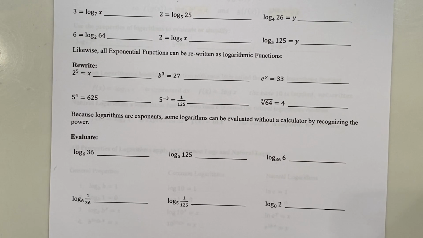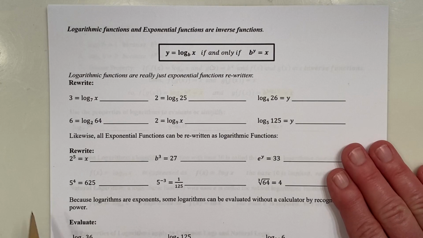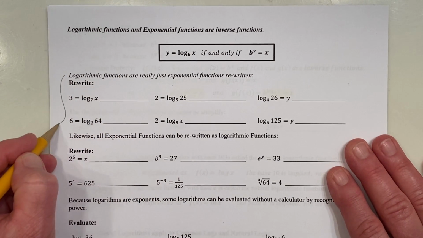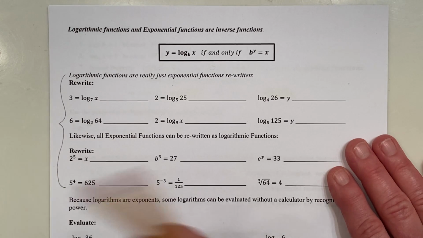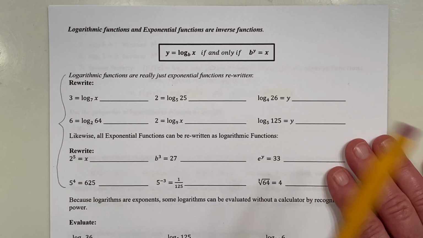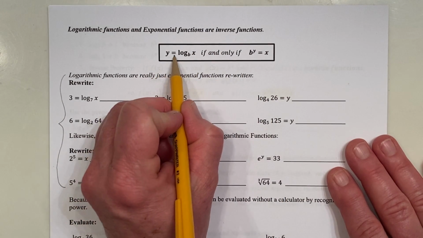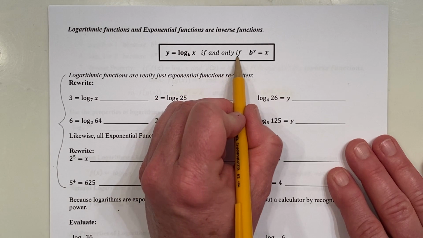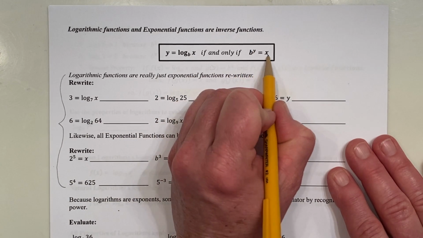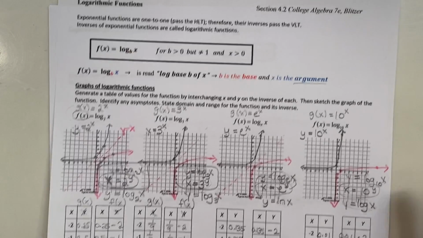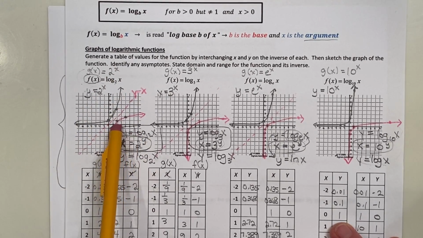All right, so we have more objectives. On this page right here, this next objective is to change from one form to another, meaning change from either the log form to exponential or change from an exponential to a log form. So this box is kind of important. It says that y equals log base b of x if and only if b to the y equals x. And that's going back to what I did on that first page when we were talking about different names for the same graph.